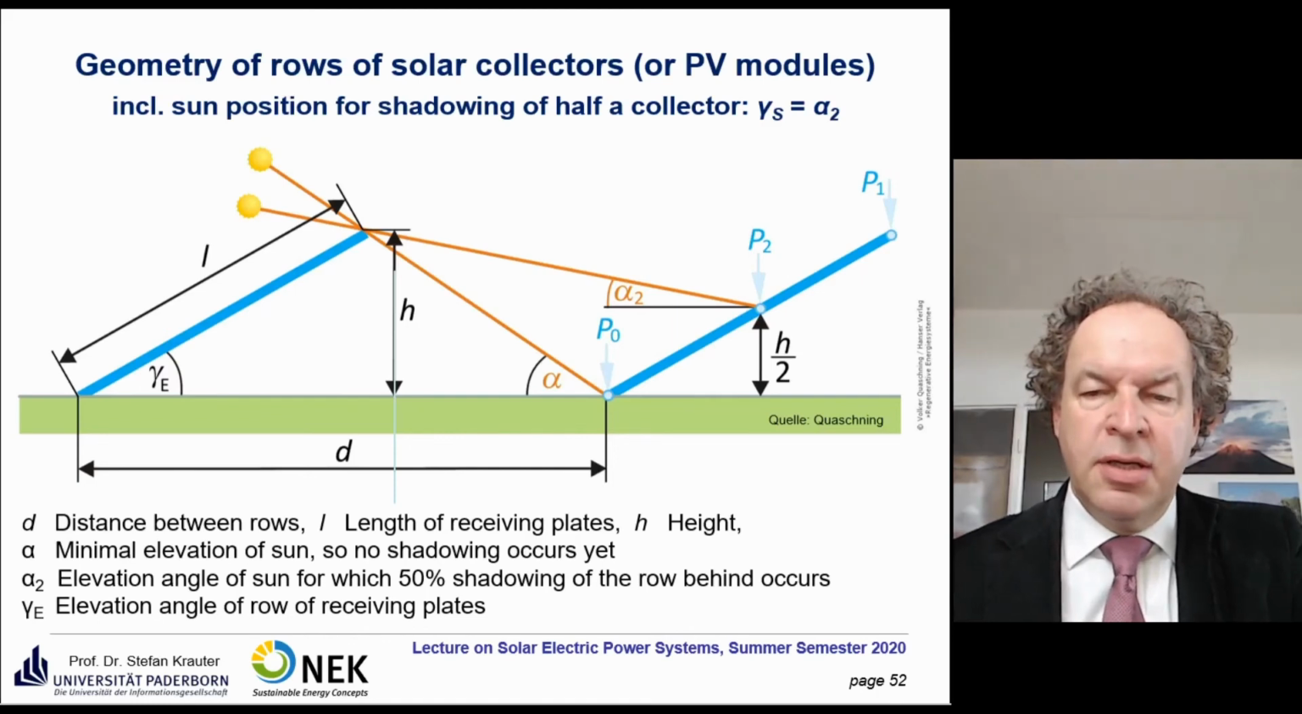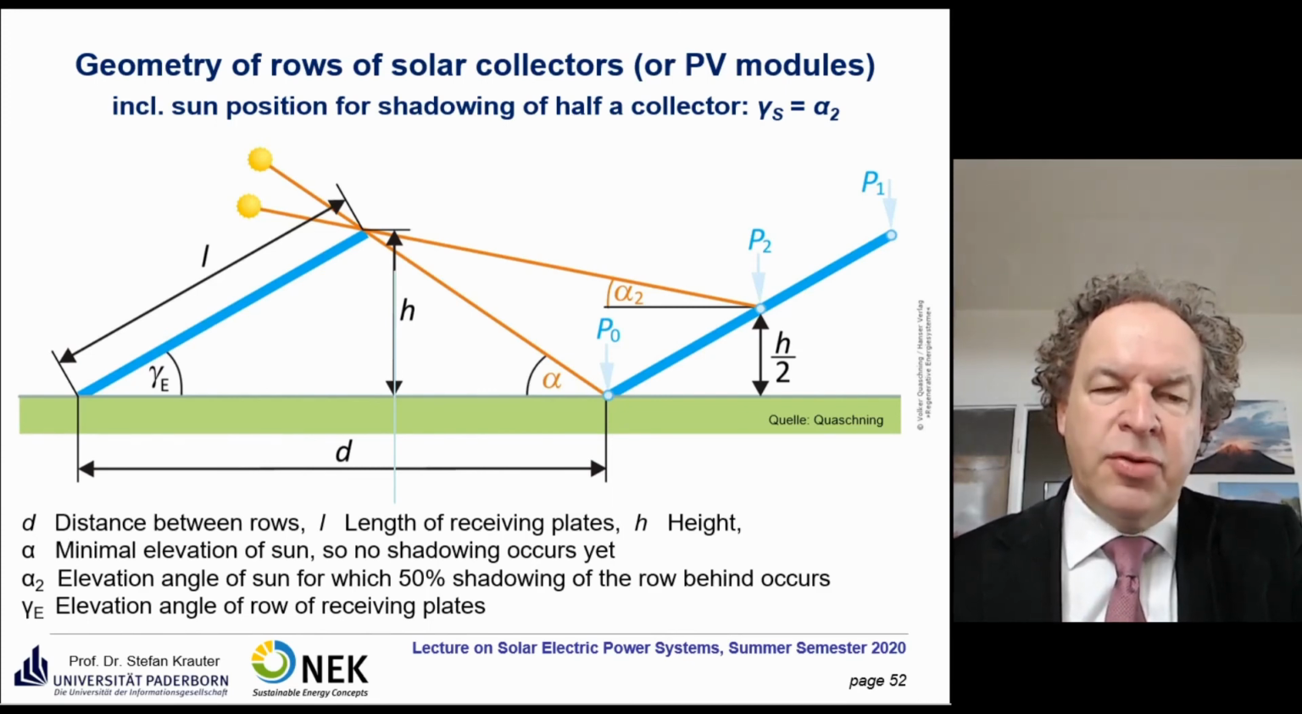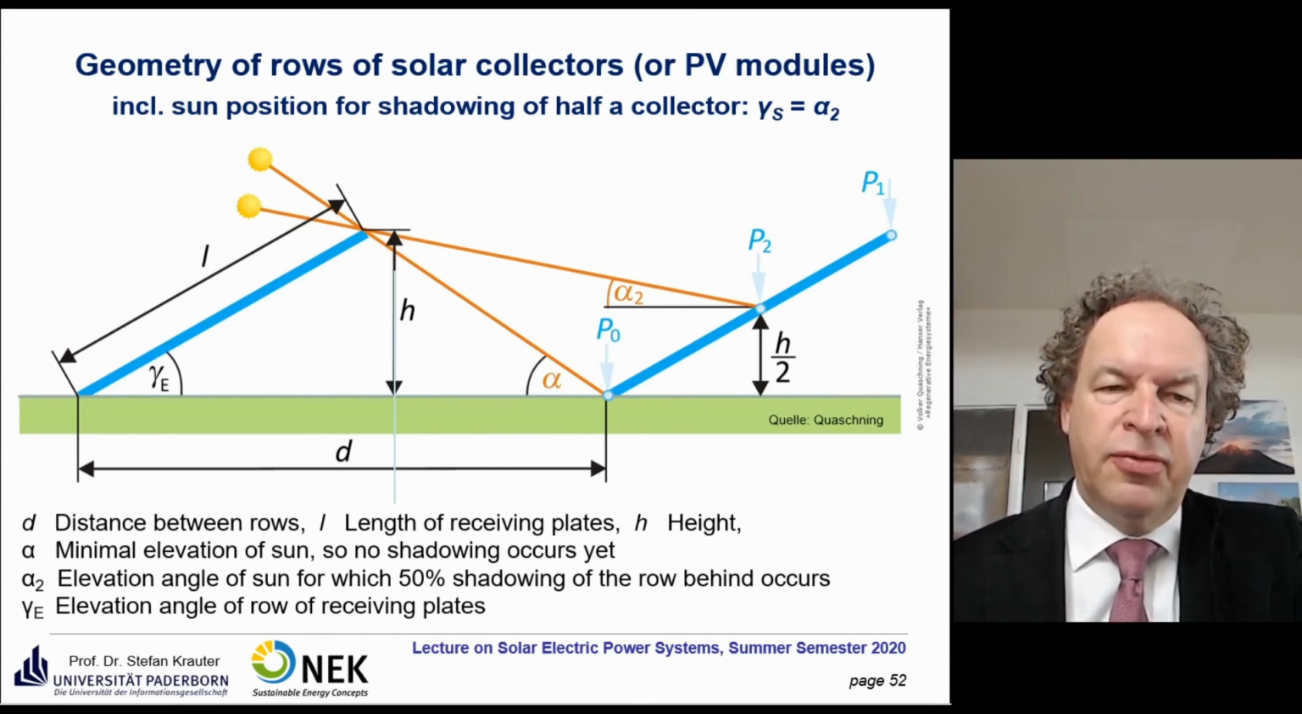So welcome to the first exercise of our course, Solar Electric Power Systems. The first exercise will be about shadowing. So the question is how far we have to keep the distance between rows of solar collectors or solar modules in order to avoid shadowing, especially when the sun is in a very low position. We learned that the lowest position of the sun in winter, 21st of December, for example, is about 14 degrees, so quite low, and the exercise is exactly about that.